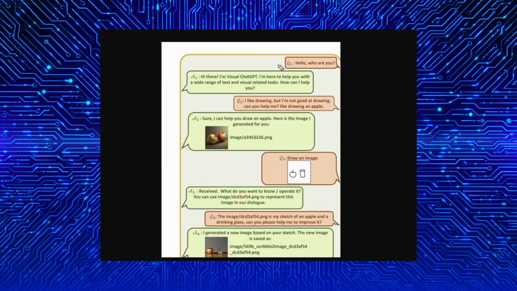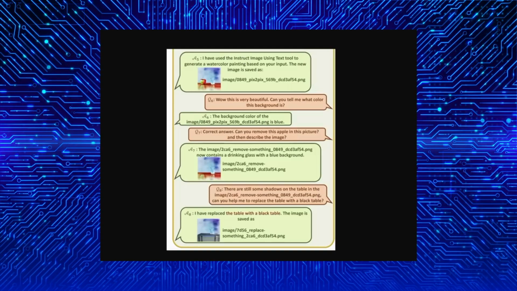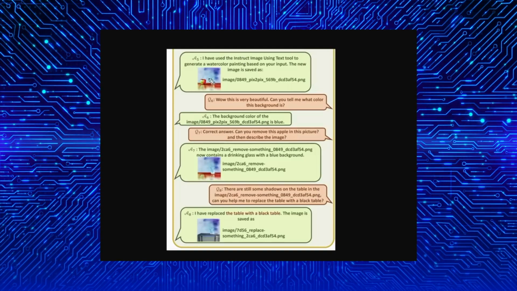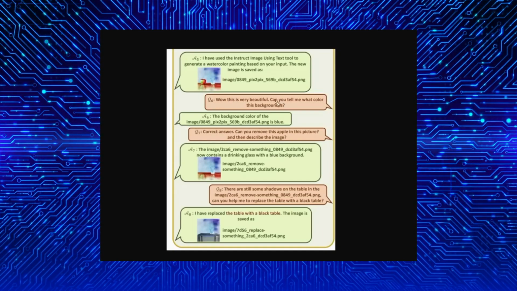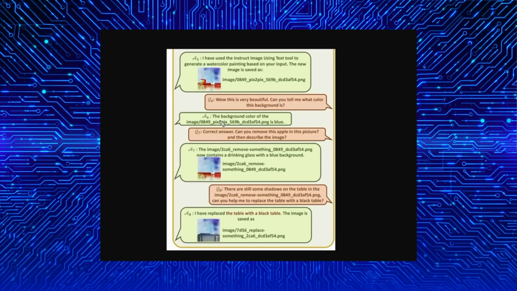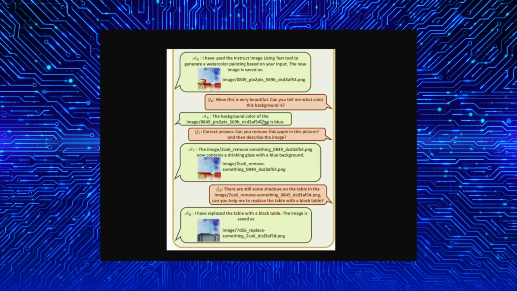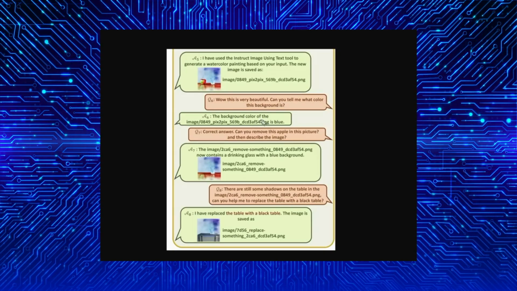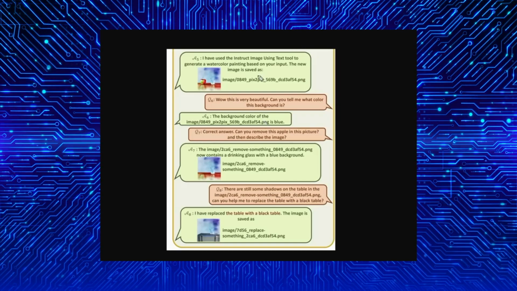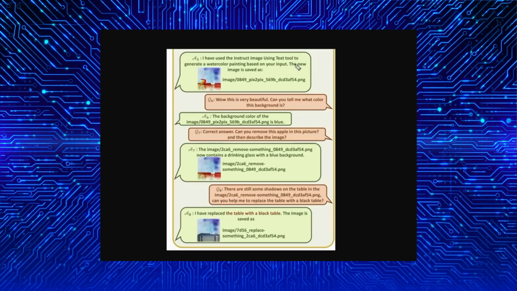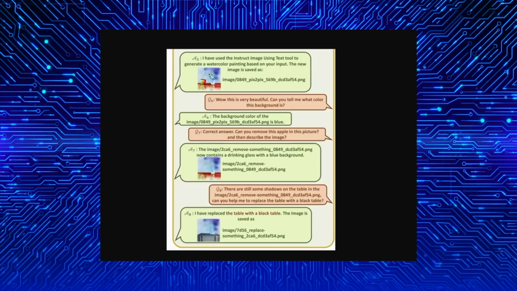For instance, in one example where the user asks to remove an apple from the image, the AI successfully removes the apple but leaves its shadow behind. The user then proceeds to ask, "There are still some shadows on the table in the image. Can you help me replace the table with a black one?" The AI quickly and accurately performs the task. This is Visual ChatGPT in action, and I'm exploring the demo.